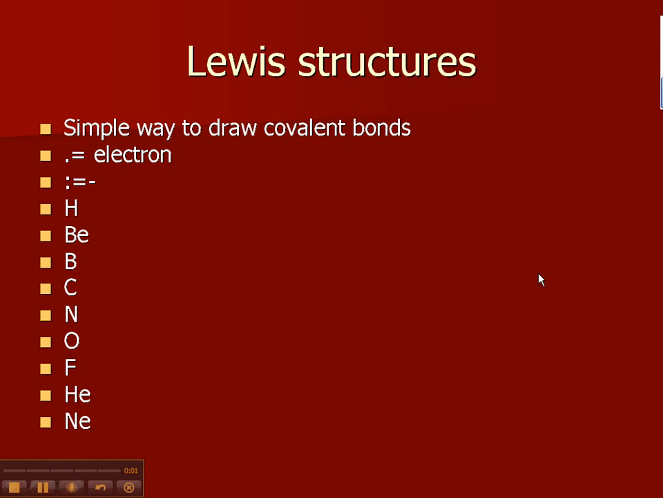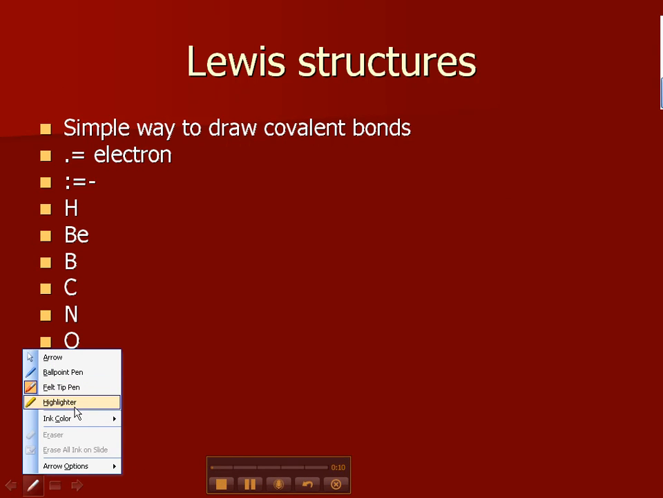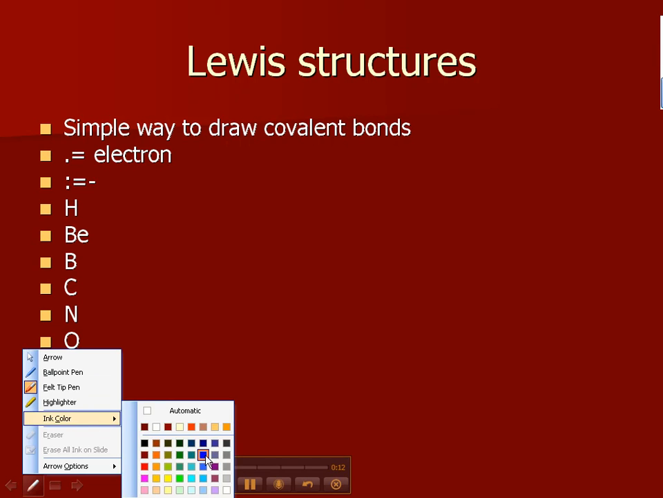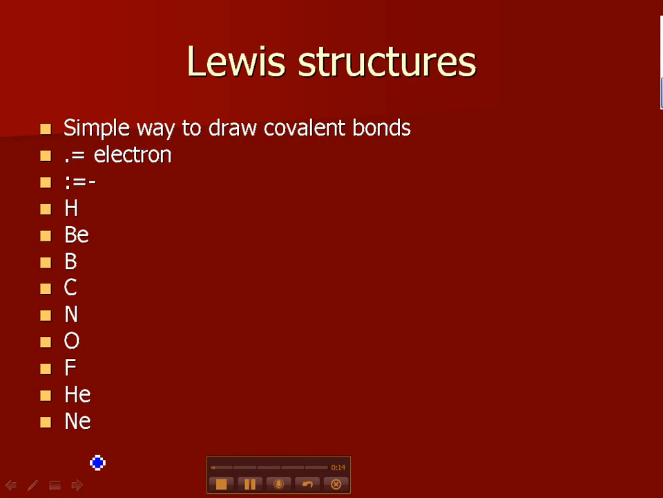Welcome back. We're going to take a look today at making Lewis structures. Lewis structures are just very simple ways to draw covalent compounds. So that's what we're looking at. A little bit of review before we start.